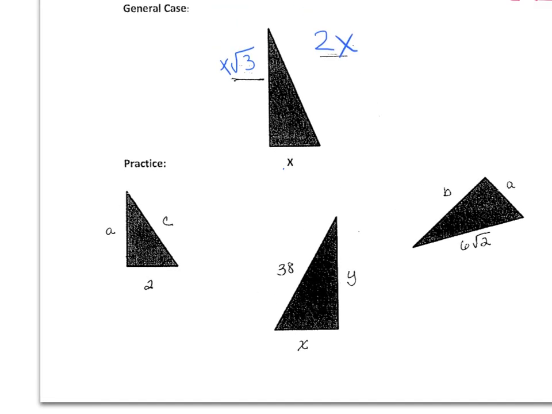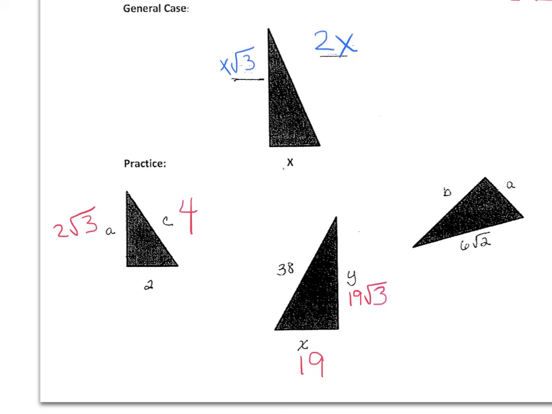So let's see, the short side here is 2, so the hypotenuse would be double, it's 4, and the long side would be 2 square root of 3. Just multiply by square root of 3. Other one, the hypotenuse is 38, so that means if I cut that in half, the short side would be 19, and the long side would be 19 square root of 3.